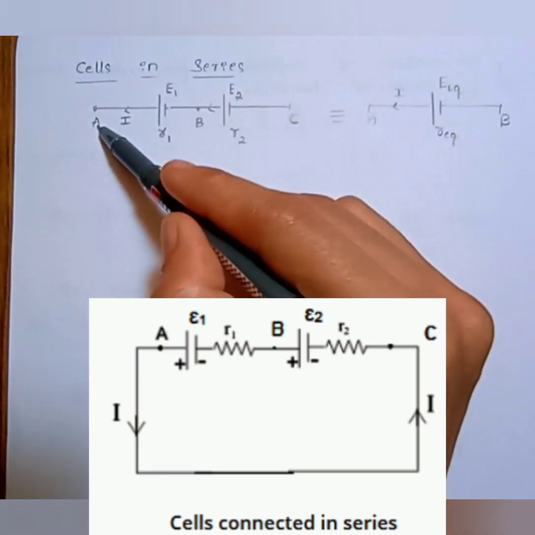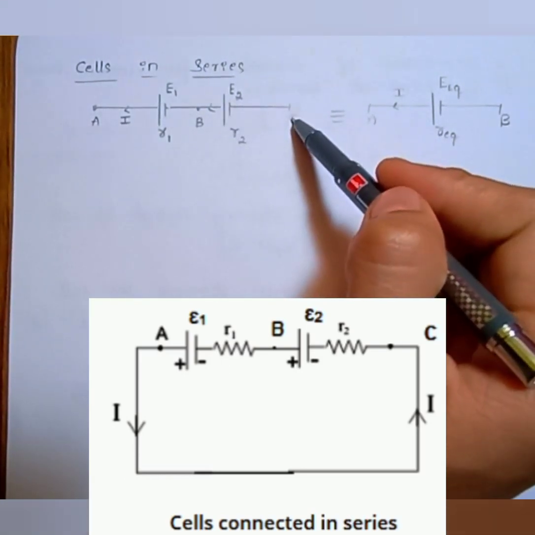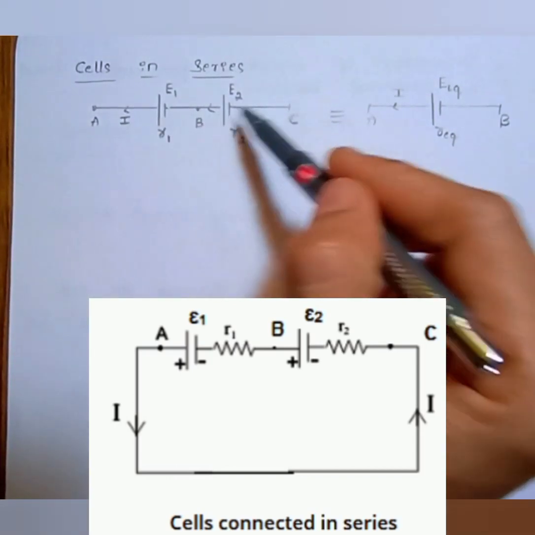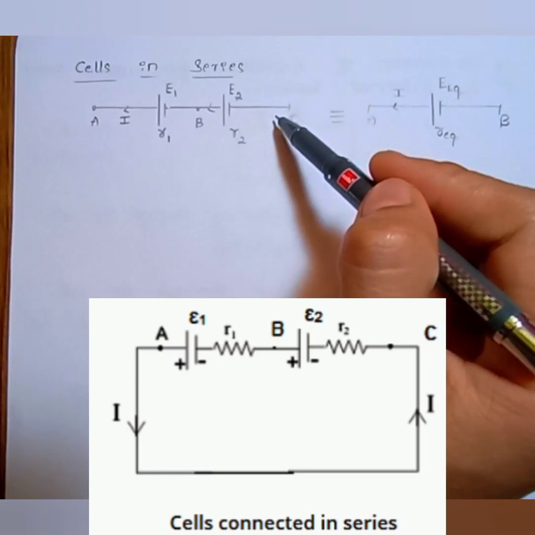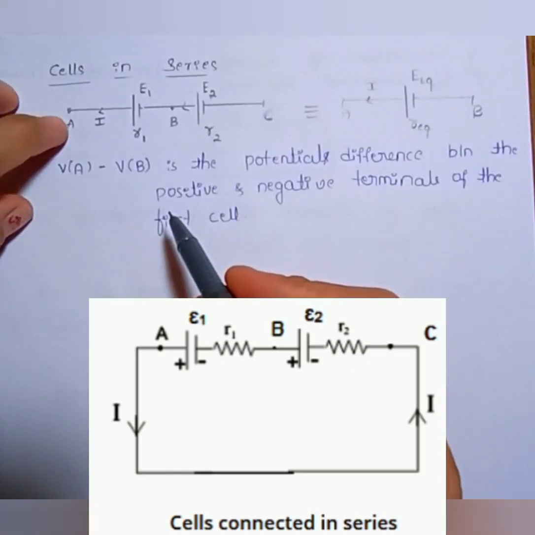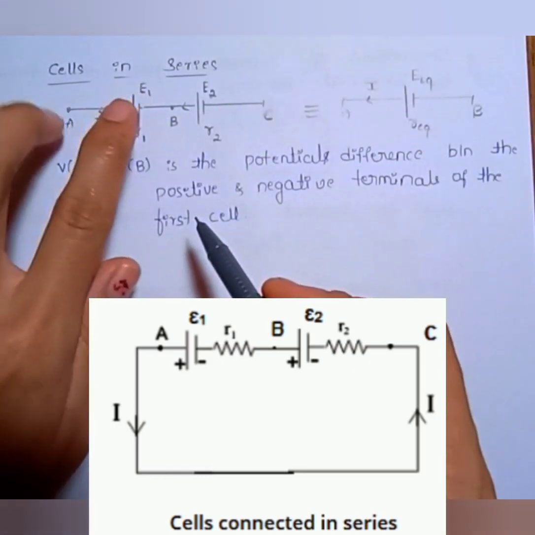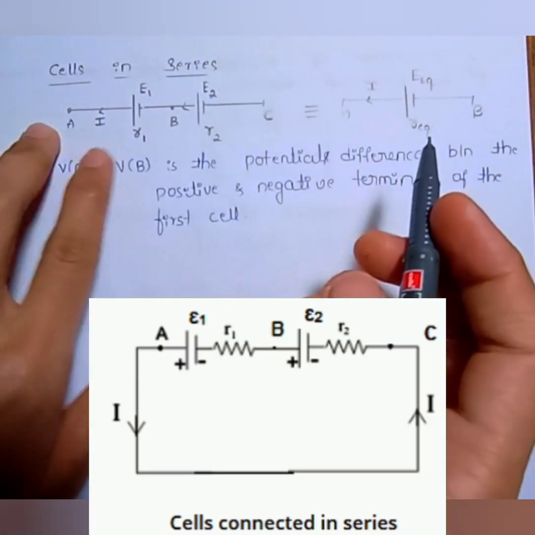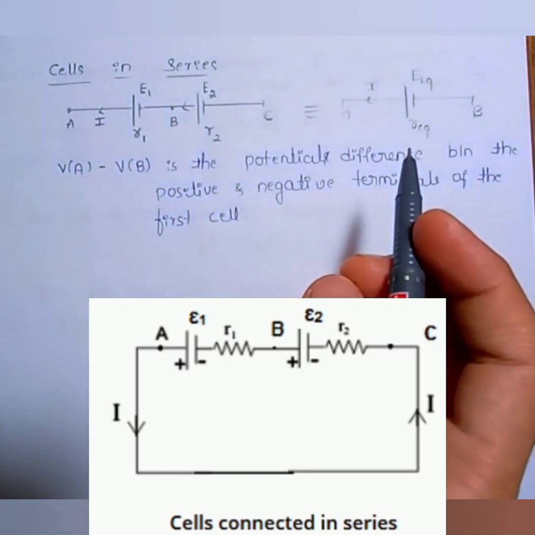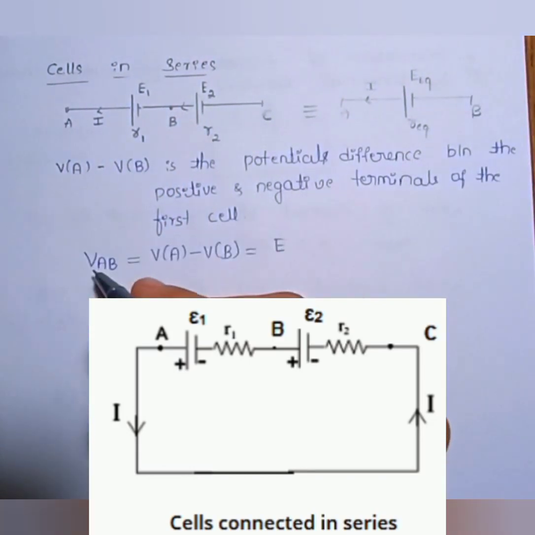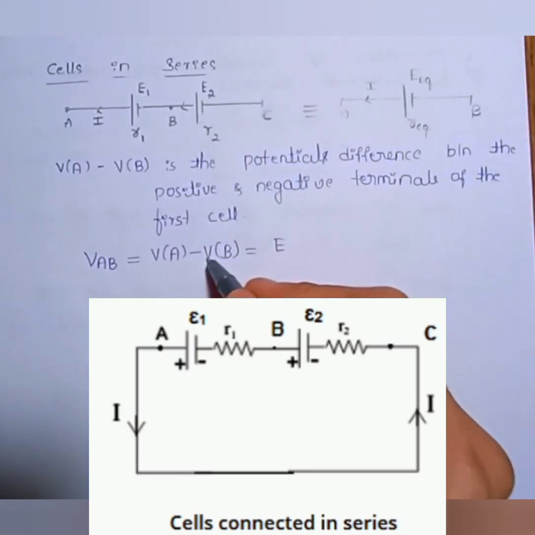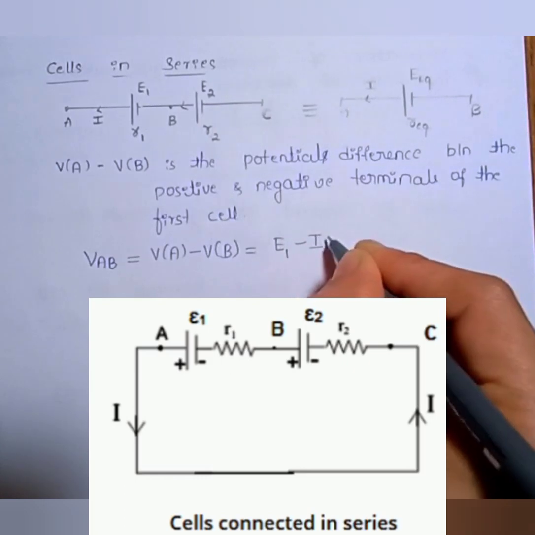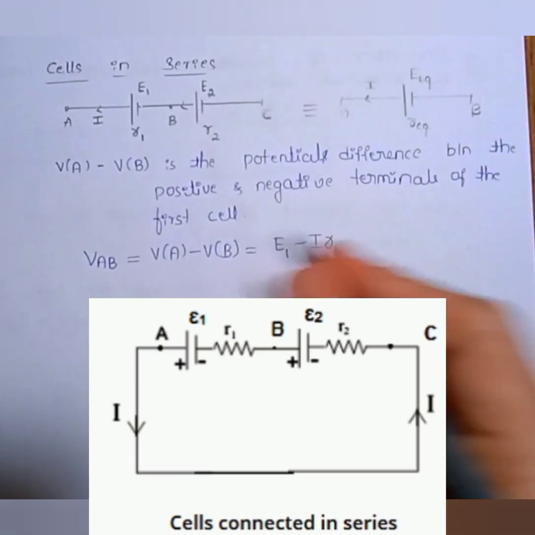Let V of A, V of B and V of C be the potentials across the points A, B, C. V of A minus V of B is the potential difference between the positive and negative terminals of the first cell. Then VAB, that is V of A minus V of B, is equal to E1 minus I into R1.